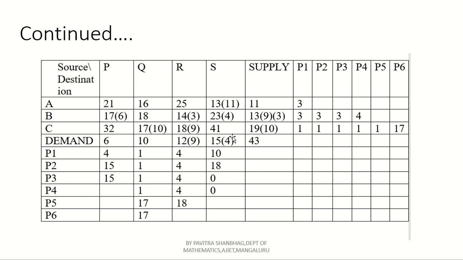Now compute the penalty row-wise. What will we get here? See, here only these two elements. 18 minus 14 means 4. 18 minus 17 means 1. So penalty 4 we have computed.